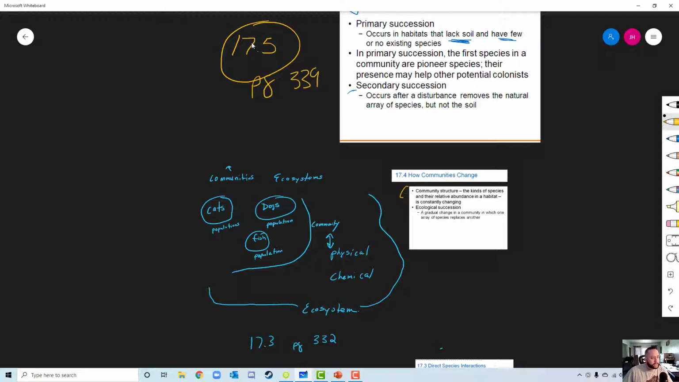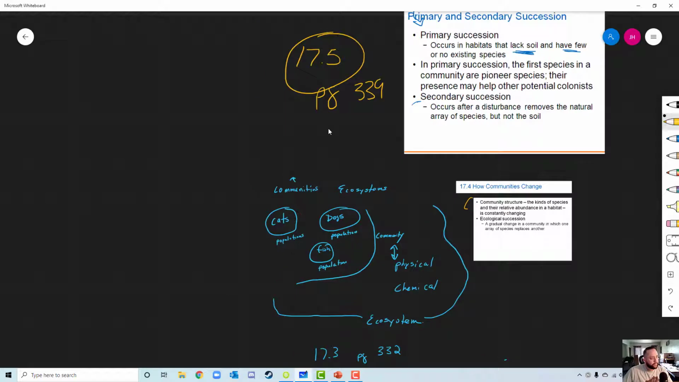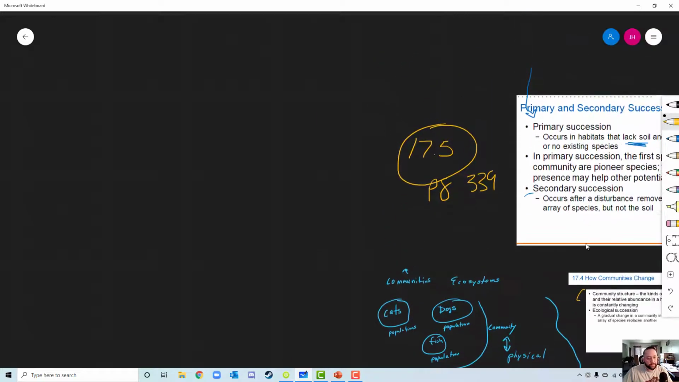If you remember back in 17.3, I told you we're looking at how the species within these populations are interacting with each other on a predator-prey basis. And those species or populations are interacting with their physical and chemical environment, and that makes this an ecosystem. Well, now we're going to talk about this chemical part here. And specifically, we're talking about the one-way flow of energy within an ecosystem.